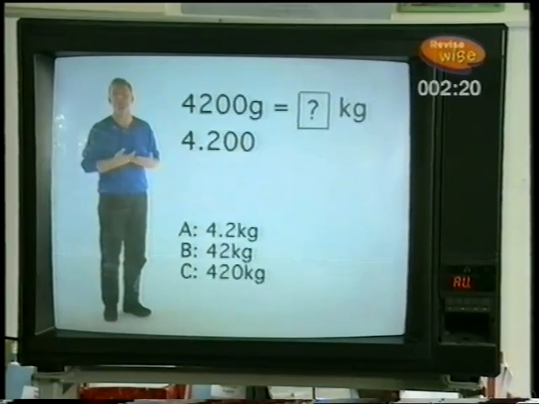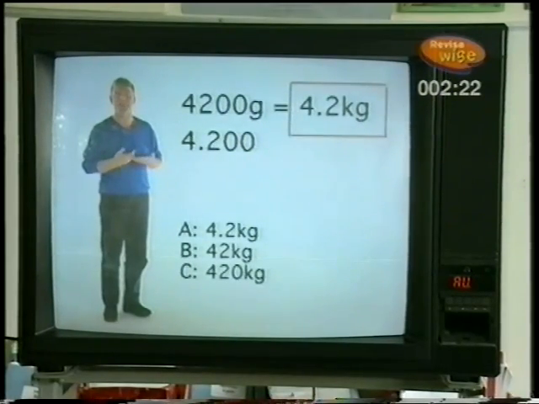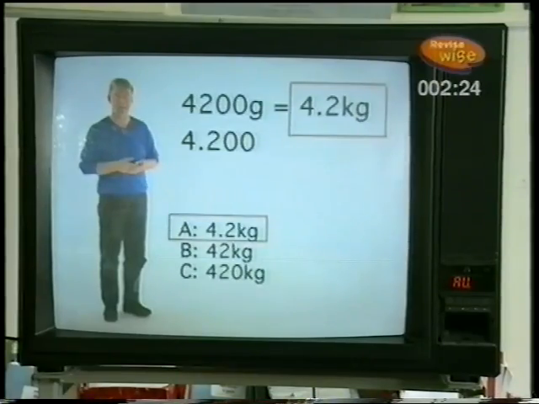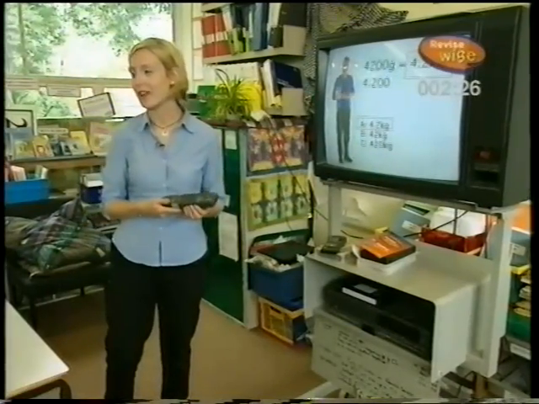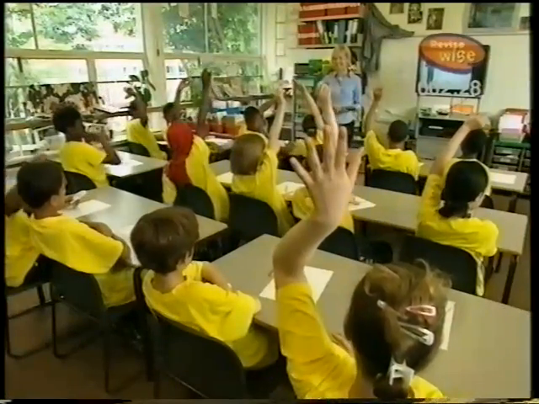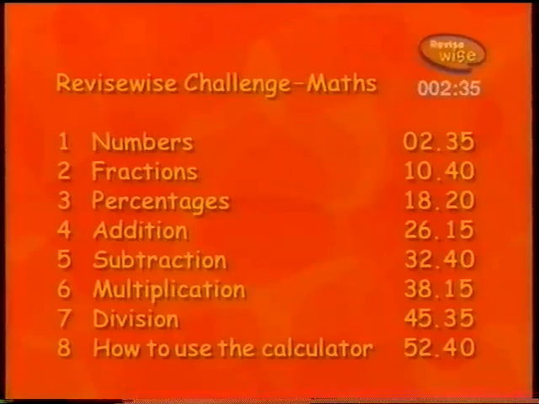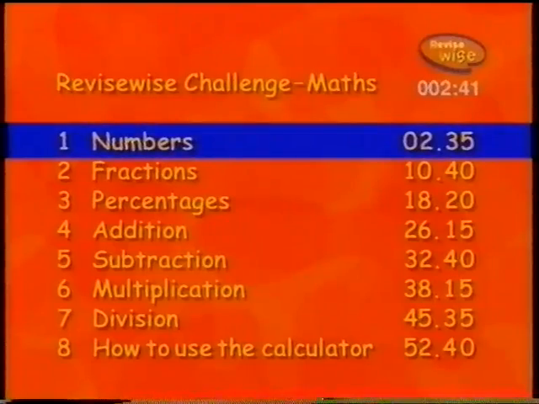Finally, we explain which is the correct answer and go through some of the common mistakes. So the answer is 4.2 kilograms. Answer A. Hands up those of you who got it right. Well done. So, let's start the Revisewise Maths Challenge. The first program is about numbers and place value.